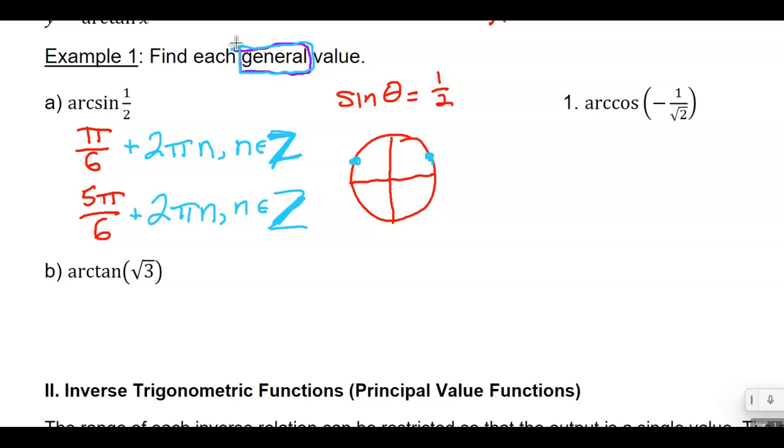All right, just one more example. Let's look at, when is the arc tangent equal to root 3?